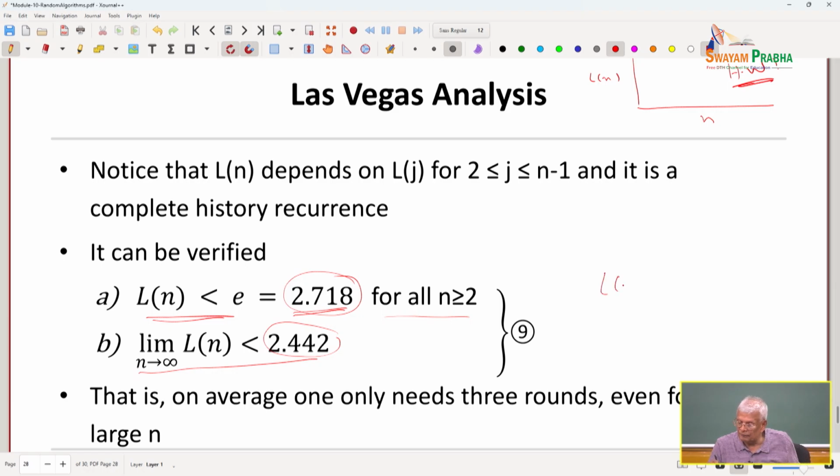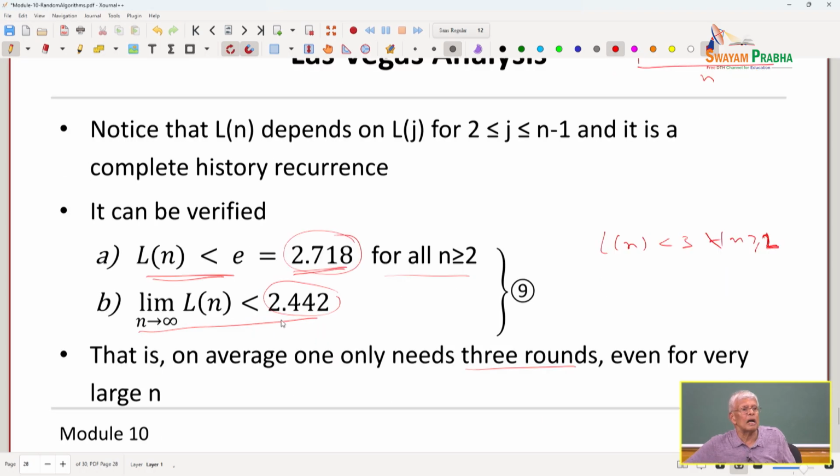Therefore, Ln is less than 3 for all n greater than or equal to 2. L equal to 1 is not interesting. L equal to 2 or more is interesting. So on average, one needs only 3 rounds even for large n. Now you see the power of a randomized algorithm. I am able to solve a problem very simply, and I am able to give you an exact solution where the total number of steps on average is no more than 3, finite.